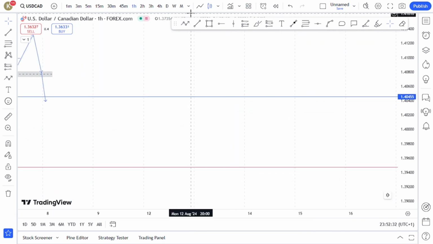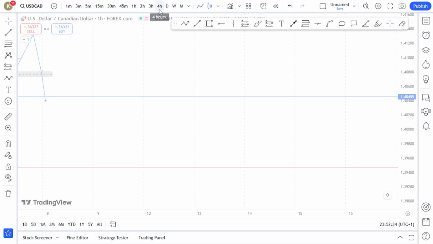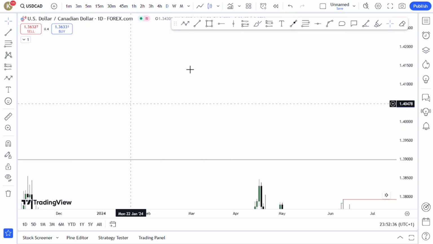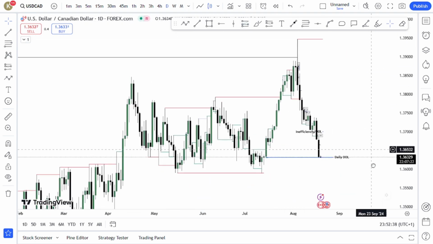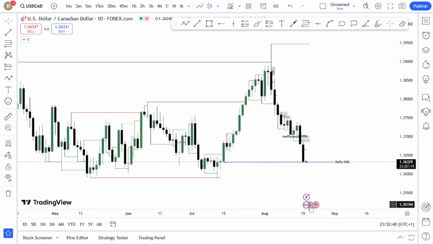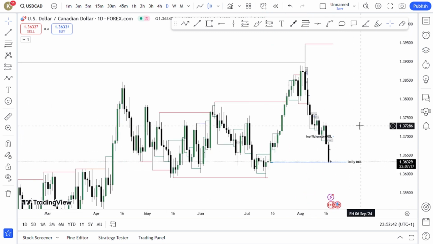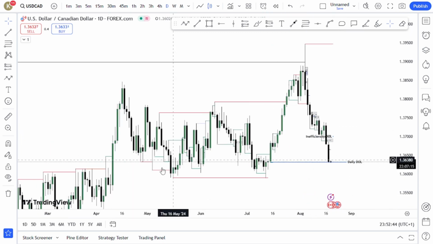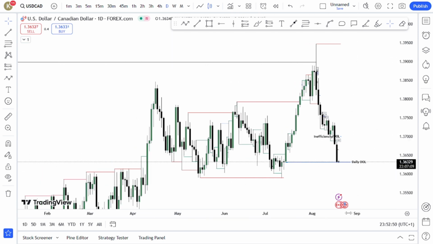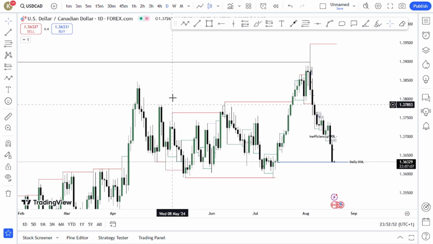Okay, so let's pick the daily time frame. Now we are on the daily time frame, and please don't get me wrong, my daily time frame highs and lows are marked with red lines, so please ignore all these green lines or black lines you see. Just ignore them. Okay, focus on the red lines.